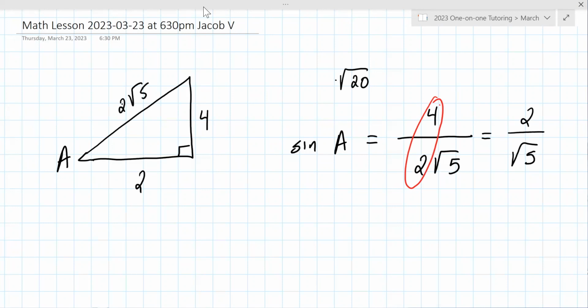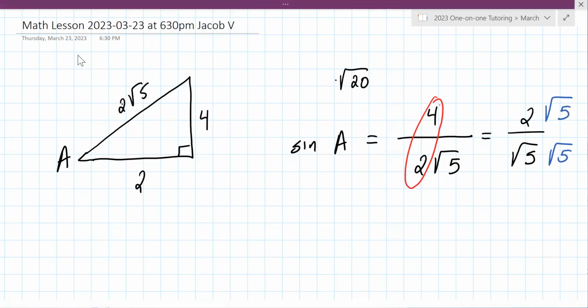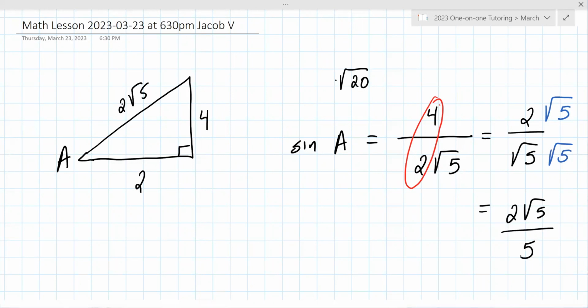Now you have to rationalize from here. Rationalizing is to multiply the top and bottom by the square root of 5. So it's 2 square root of 5 over, what is square root of 5 times square root of 5? 5. Yeah. And this is a necessary step here. You can't just leave it as 4 over 2 square root of 5.